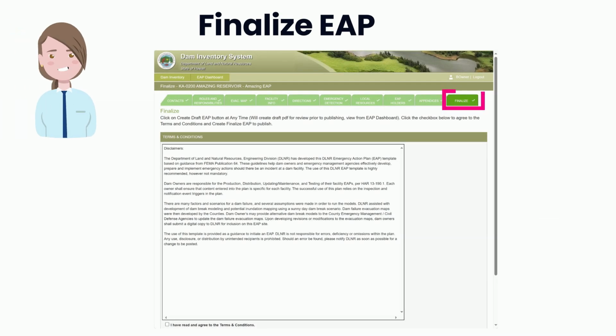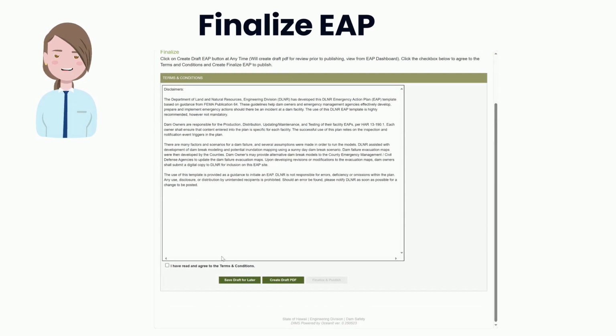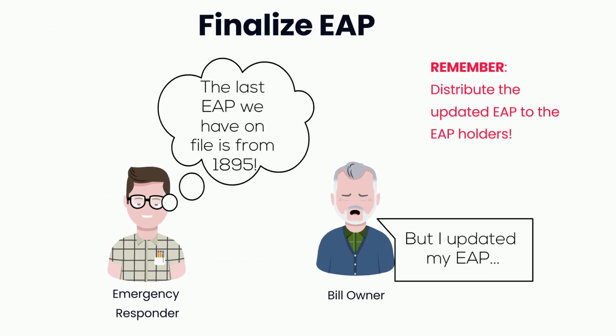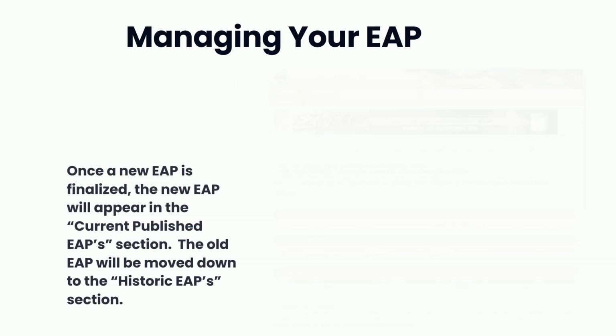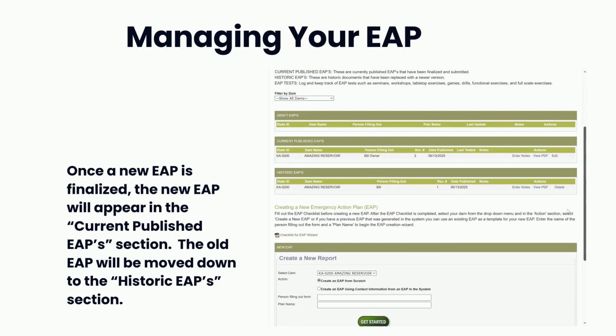Once you have checked all sections, the EAP can be finalized, or a draft can be saved for finalizing later. Once finalized, a new PDF file is generated from the information entered. Updates to the template will automatically be incorporated. Remember to distribute the updated EAP to the EAP holders such as emergency responders. Once a new EAP is finalized, the new EAP will appear in the current published EAPs section. The old EAP will be moved down to the historic EAPs section.